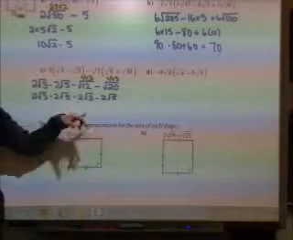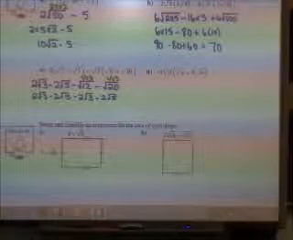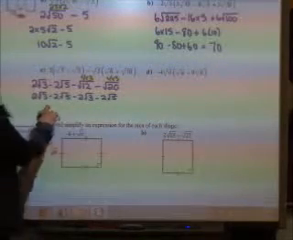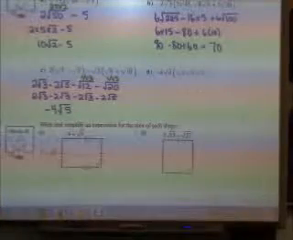2 root 3 minus 2 root 3 would equal 0, so that's gone. And negative 2 root 5 and negative 2 root 5 would be negative 4 root 5.